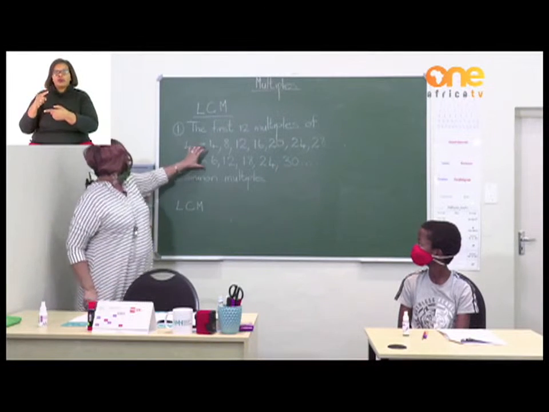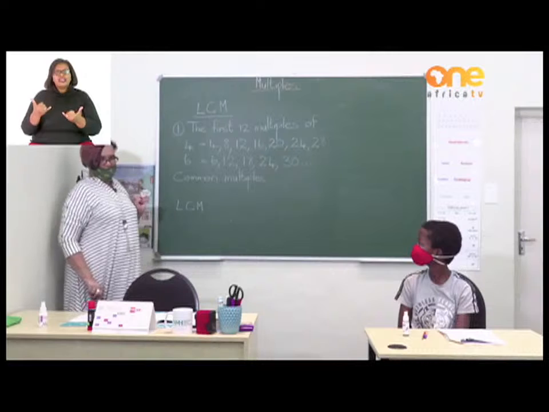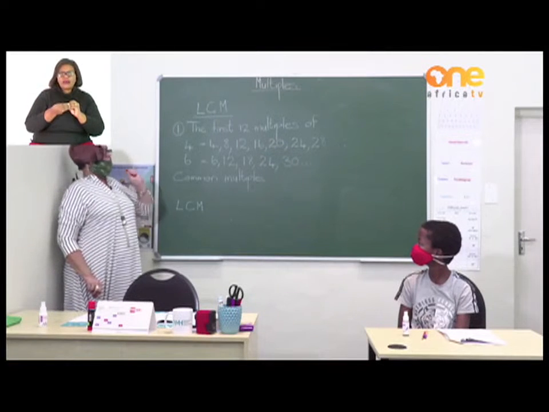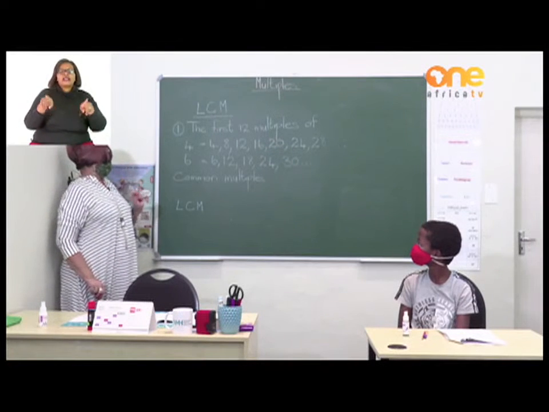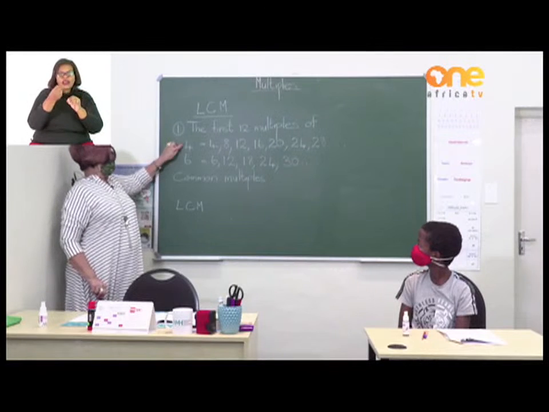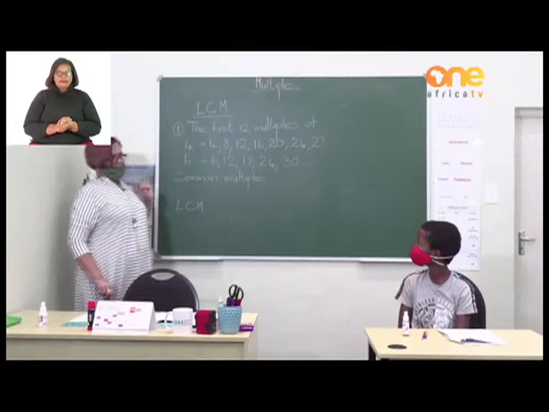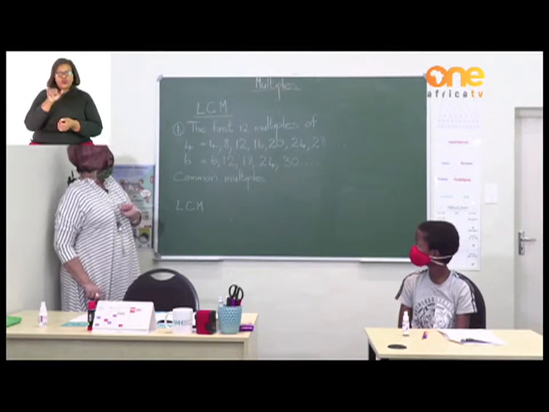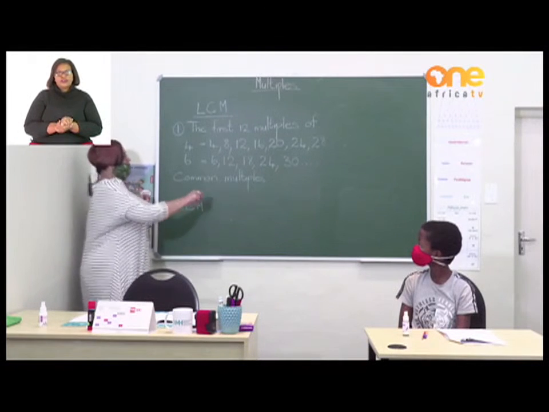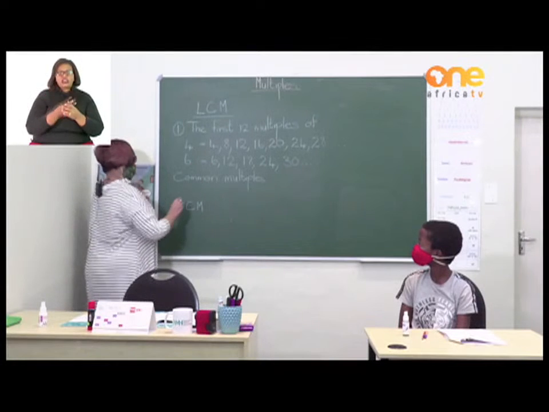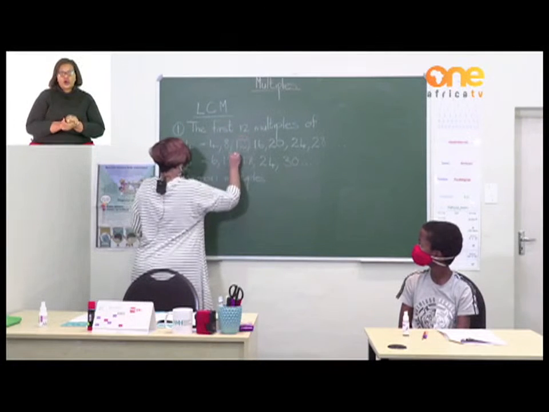Pomweni, by looking at these numbers, we have to find the common multiples. Common meaning the numbers that we find in both sets of numbers. Can you give me the common multiples that you see from the board here? He says 12.